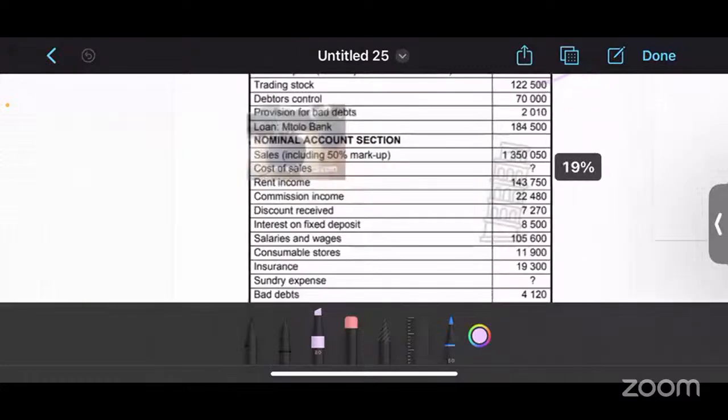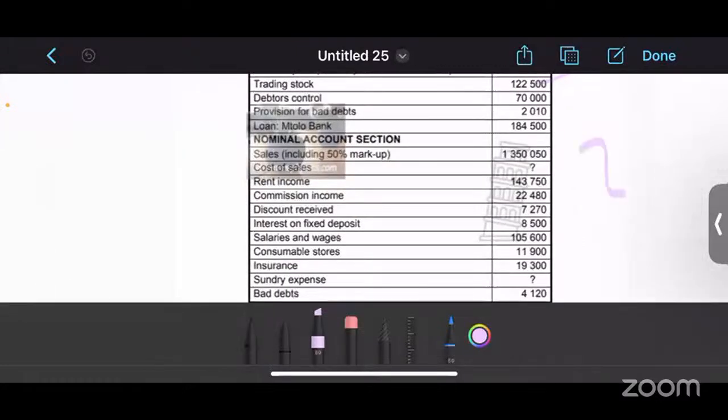So this section, which is the nominal account section, is where you're going to find the amounts that you're supposed to put mostly in the statement of comprehensive income, which is also known as the income statement, right? Not everything, but almost all the things, right? Not just this part, right?